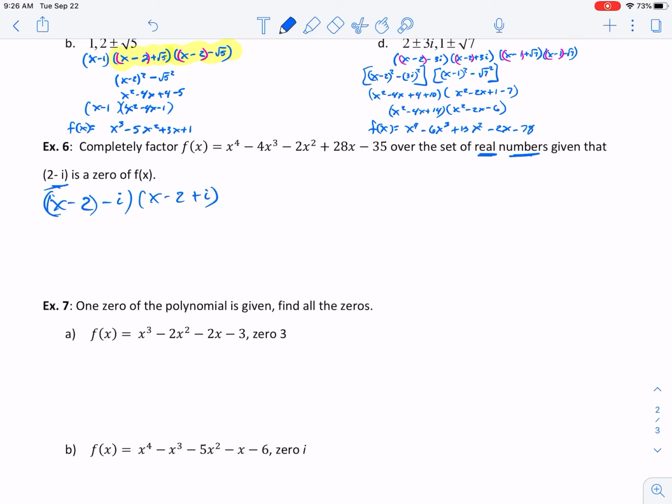Regroup. So I got x minus 2 squared minus i squared, x squared minus 4x plus 4. This ends up being plus 1, so you get x squared minus 4x plus 5. Now I have to do long division.